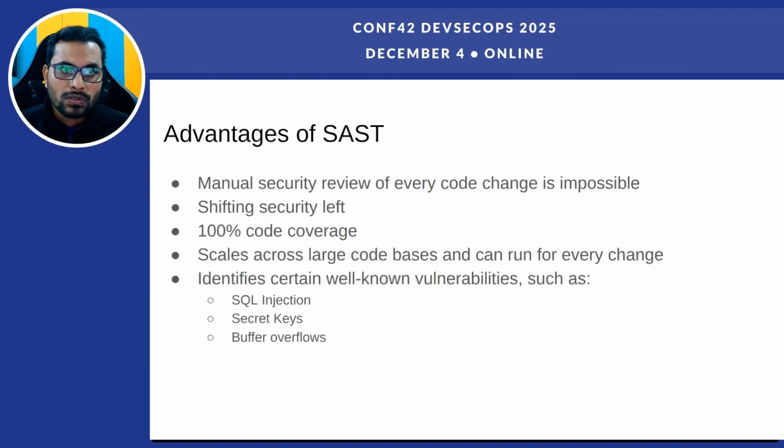So, what is the advantage of using SAST? See, manual security reviews of every code change is impossible. Nobody can scale at the volume at which your code is generated. Right? So, shifting security left is the only way. And since SAST has access to your source code, it can do 100% code coverage for all security vulnerabilities. It can also scale across large code bases and can run for every change, every commit that you make.